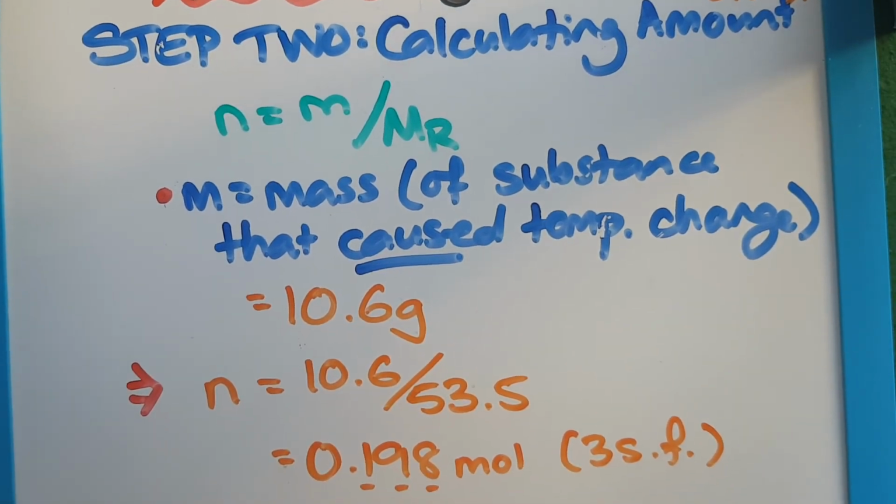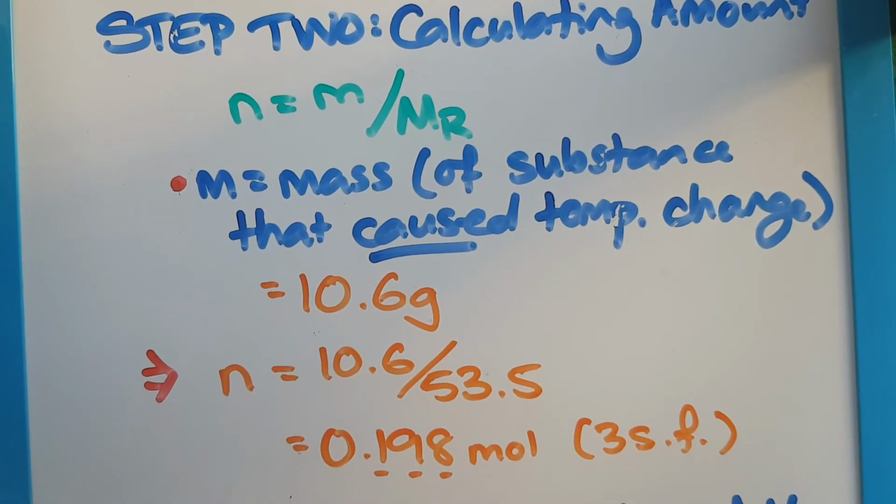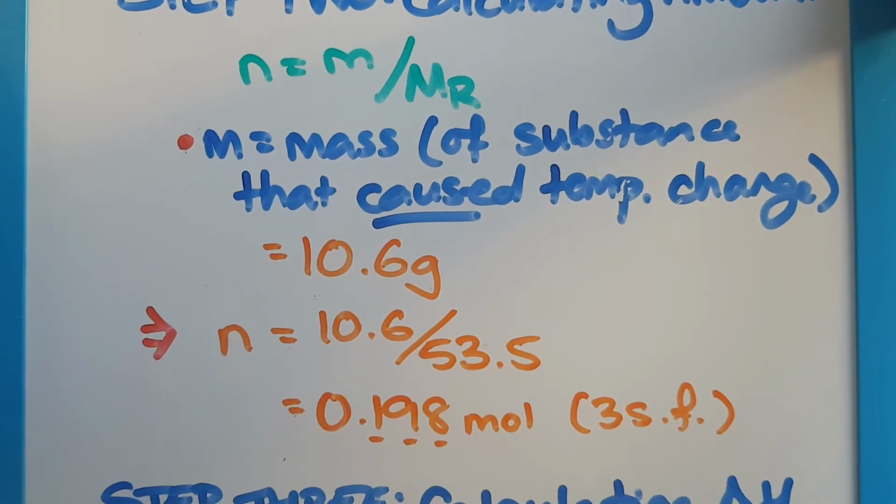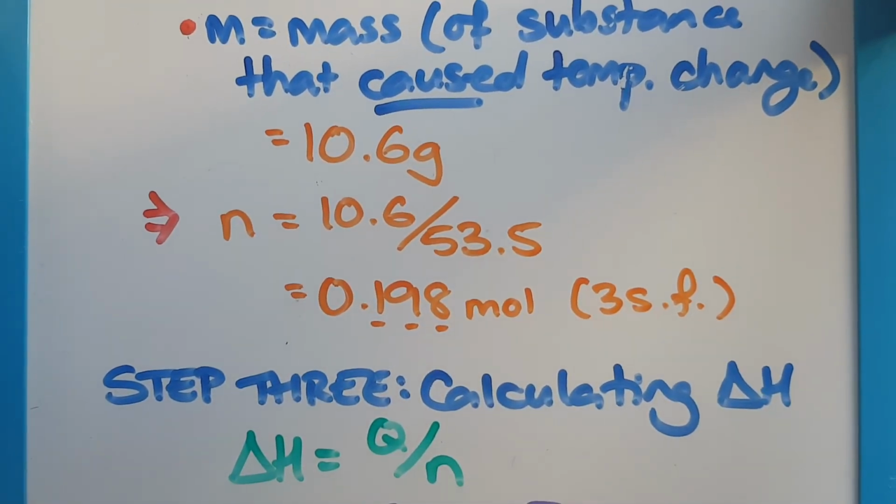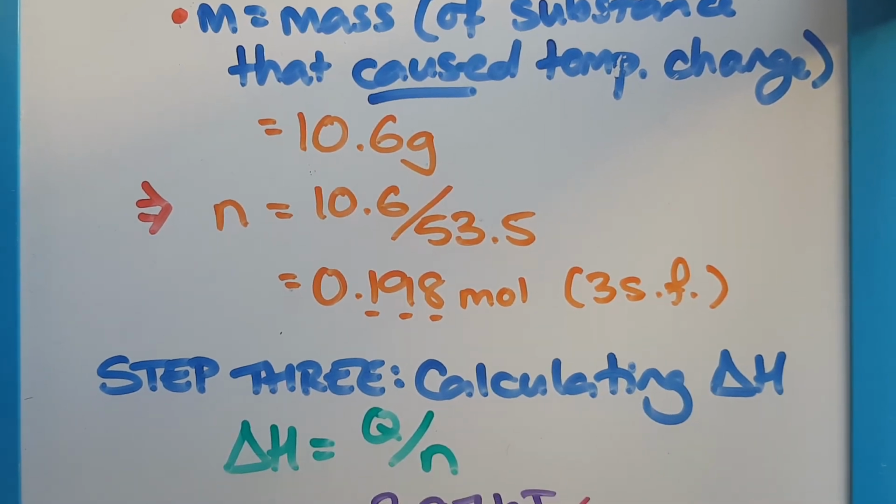So we plug those numbers in and we get that the amount of the stuff that caused the temperature change, the ammonium chloride, is 10.6 grams divided by 53.5 grams per mole, and we get 0.198 moles when we round that off to 3 significant figures. It had many more decimal places than this, but I am going to persist with my 3 significant figures because all of the data given to us in the question was 3 significant figures.